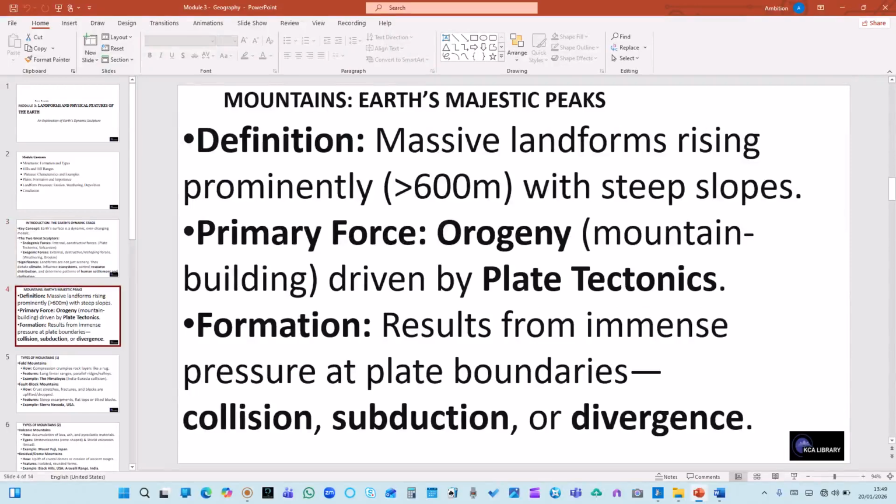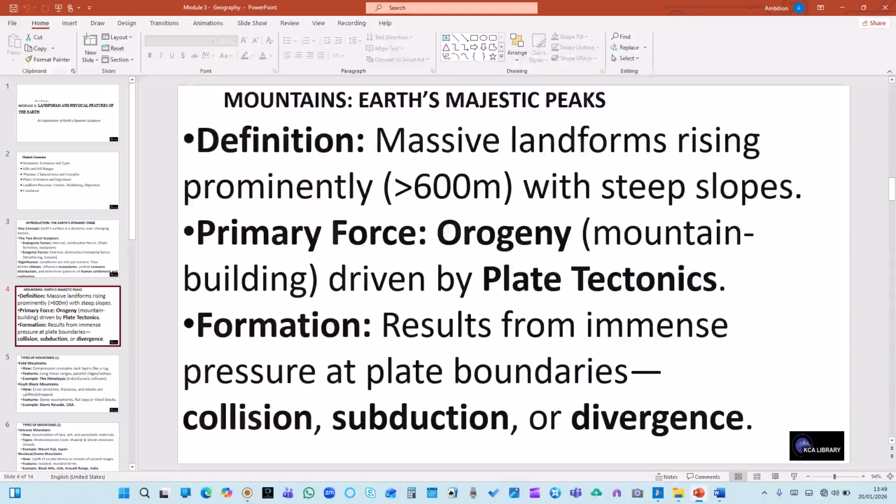Now, let us look at mountains. That is the Earth's majestic peaks. Definition: a mountain may be defined as a natural elevation of the Earth. It is a massive landform rising prominently above 600 meters with steep slopes. So mountains are just natural elevations of the Earth, usually above higher ground. So they are usually above 600 meters within their surroundings.